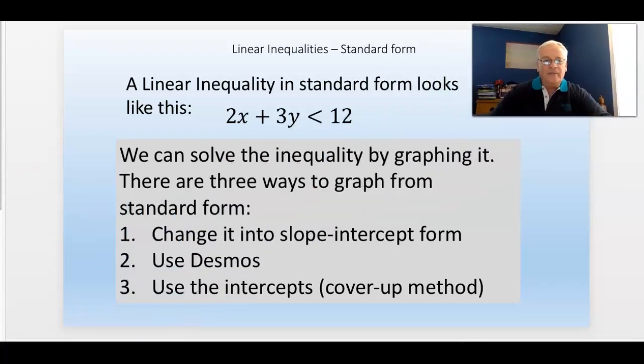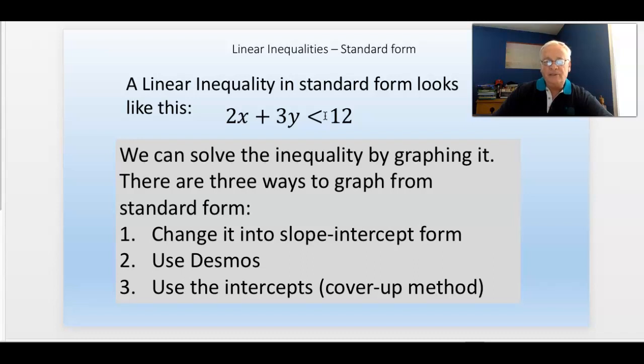Guys, a linear inequality in standard form looks like this. All right, that's standard form: 2x plus 3y is less than 12. Remember, if there's an equal sign here, that would be a standard linear form, 2x plus 3y. Remember, that's how we did our word problems. So a lot of problems come up that are in this form.